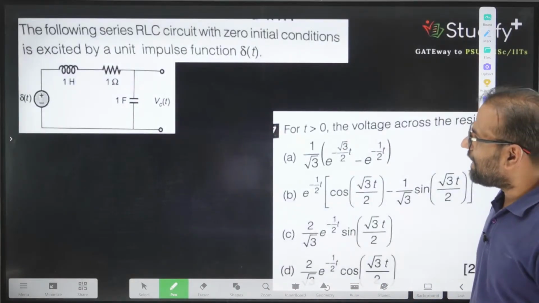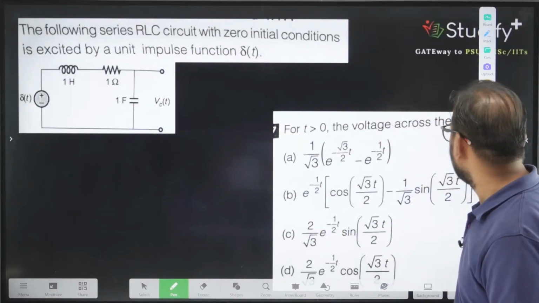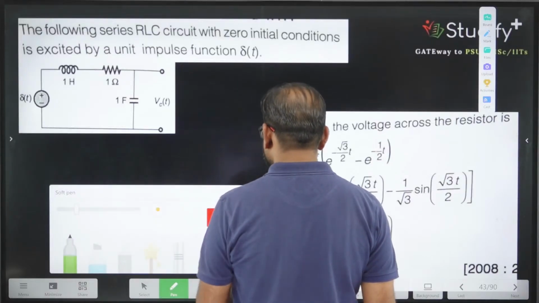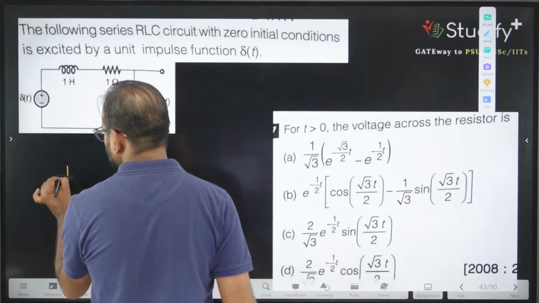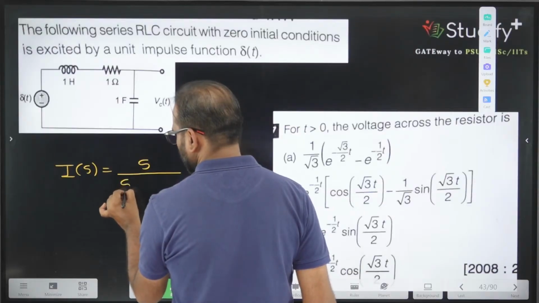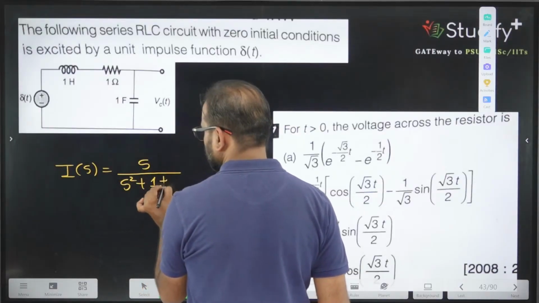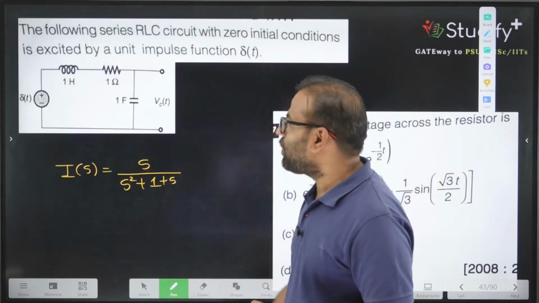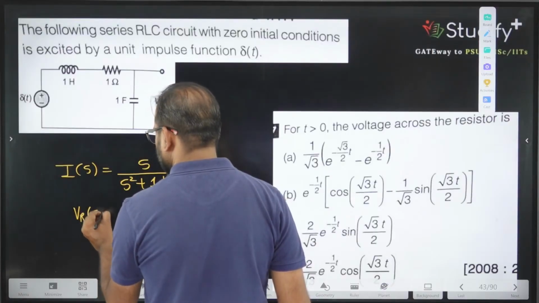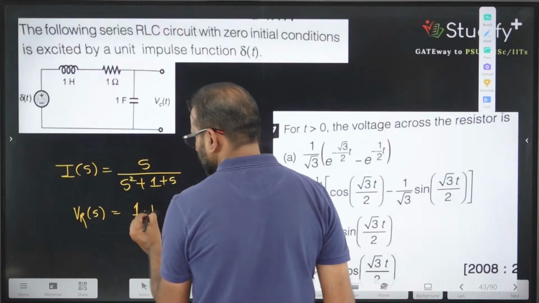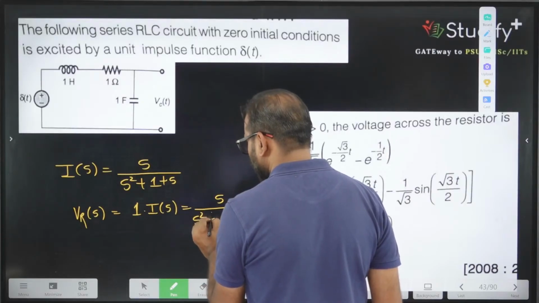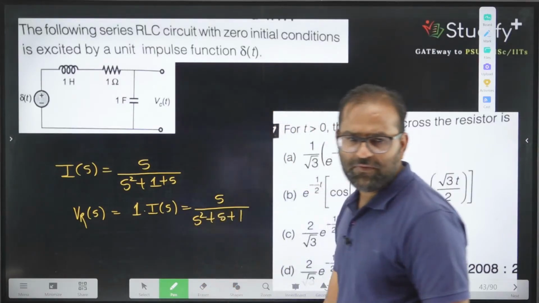Let's go to the next. They are asking what is the value of the voltage across the resistor. If we are interested in the voltage across this, the current of the circuit is already known. It is S divided by S square plus S plus 1. The voltage across the resistor in the S domain is 1 into I of S, which is still I of S. So we are interested in the inverse Laplace transform of this variable. We can easily find the inverse Laplace of this.